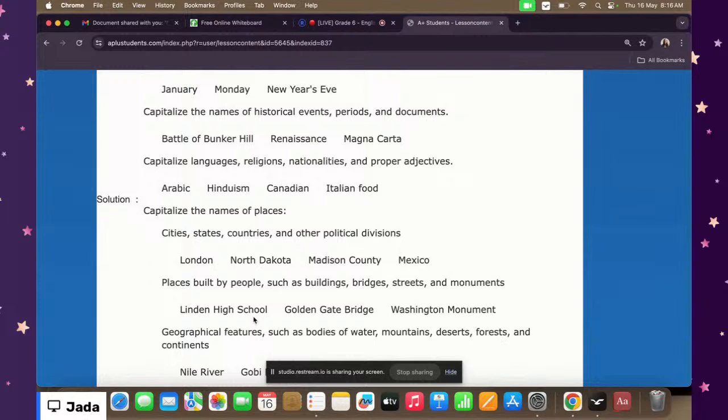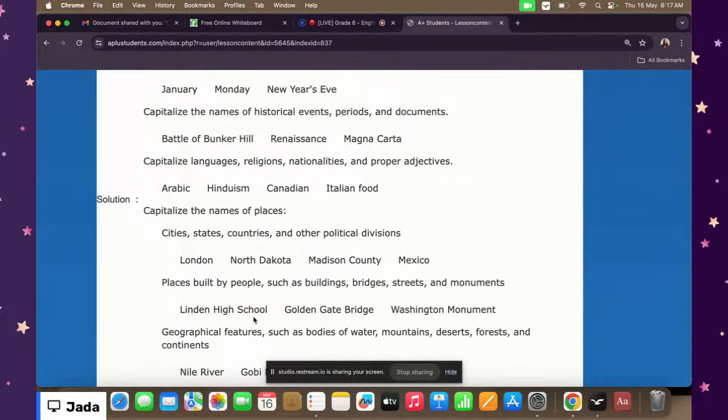All these are capitalization rules. You also capitalize languages and historical events, periods, and documents. You capitalize religions, nationalities, and proper adjectives, so it could be Arabic, Hindu, Italian food, Swedish. There are a lot of things, and you have to make sure that you capitalize everything.